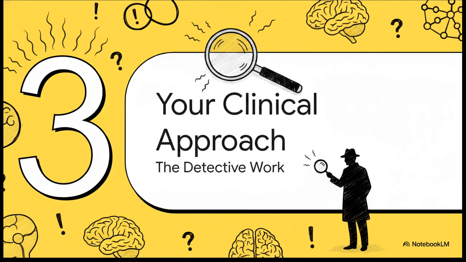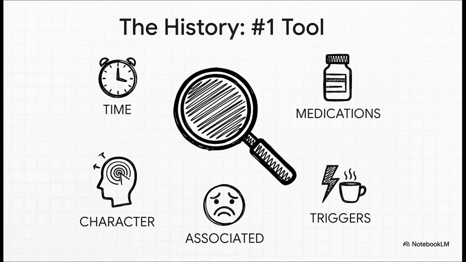Okay, so with the SNOOP mnemonic in your back pocket, let's talk about the actual assessment. I want you to think of yourself as a detective here. The patient has all the clues, you just need to know the right questions to ask and the right signs to look for. I can't say this enough. A detailed history is, without a doubt, your single most powerful diagnostic tool. You need to dig into the timing, the character of the pain, any associated symptoms like nausea or sensitivity to light, potential triggers, and super importantly, ask how often they're using pain medications.